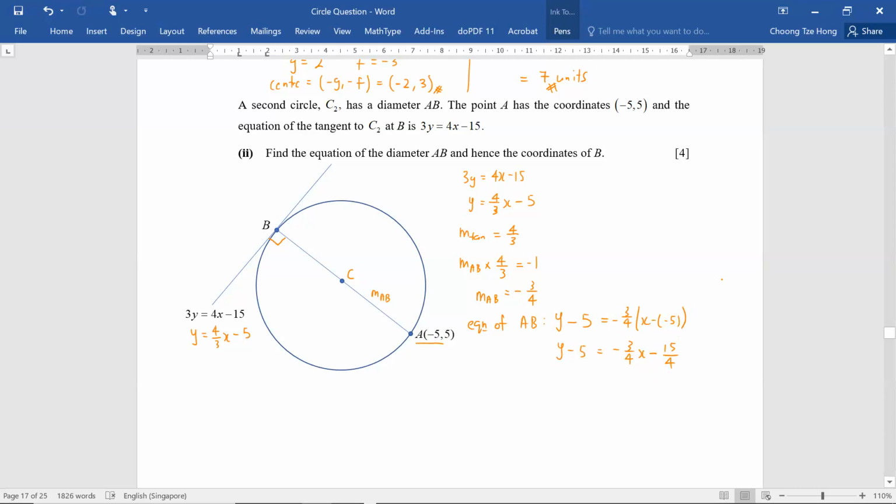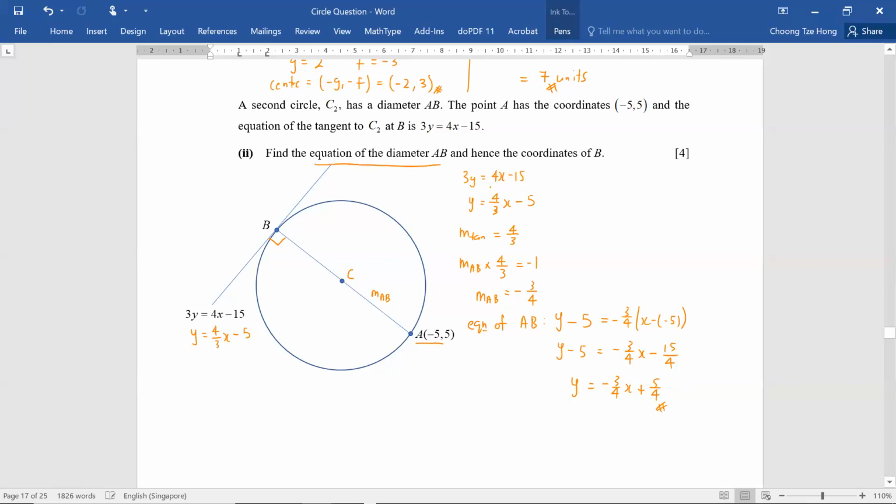Okay, so we've got to bring the 5 over before we get the final answer. So bring the 5 over means negative 15 over 4 plus 5. So plus 5 will be 20 over 4. So that will be 5 over 4. Right? So this will be the answer for finding the equation of AB.